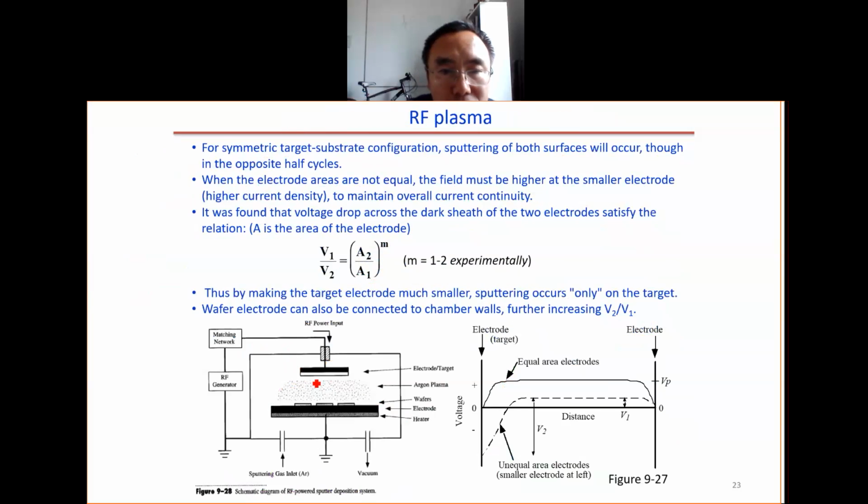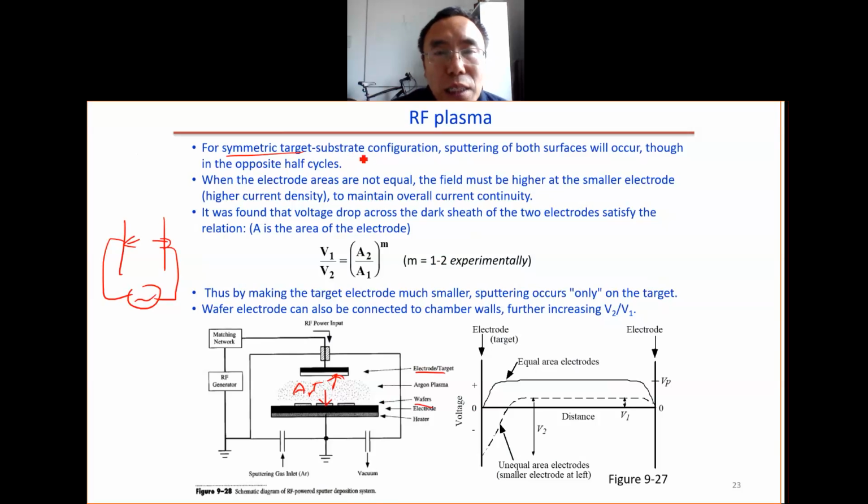So then the question is, here is the target, here is the wafer. How do you know the argon ion will bombard the target, not bombard the wafer? If the argon ion bombards the wafer, then there will be no deposition. So how to make sure that the argon ion will bombard the target only? For the symmetrical target substrate configuration, the same area, it will bombard this one and this one equally.